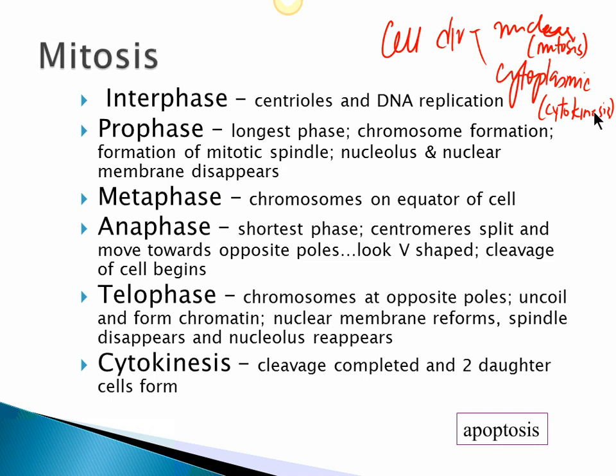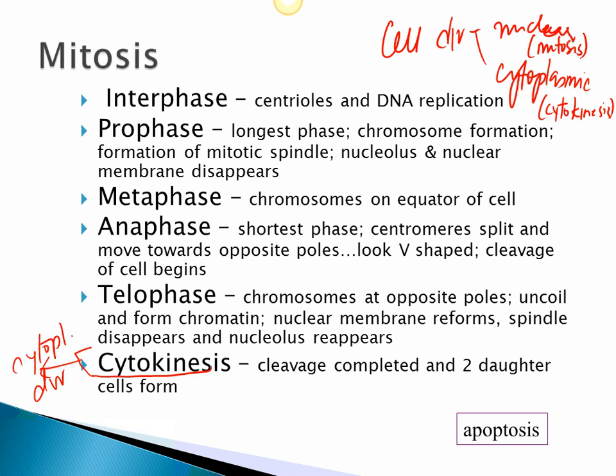So cytokinesis is cytoplasmic division, which is here. This cytokinesis is cytoplasmic division. It really is not part of mitosis. So this is separate, okay? Cytoplasmic division. Cell division is mitosis and cytokinesis. I have it put here just to show you that it actually begins when mitotic division is halfway through. Okay, just for that reason.